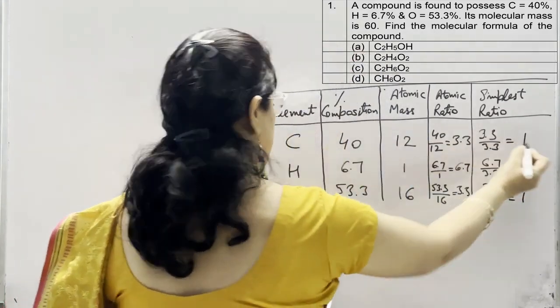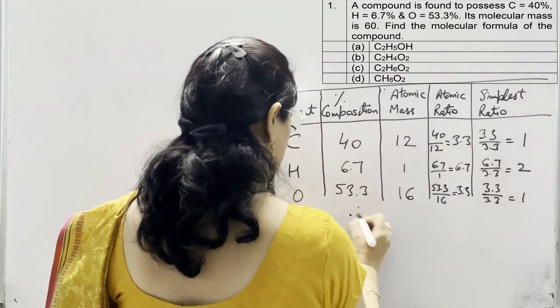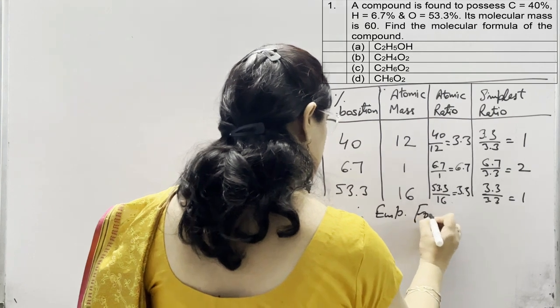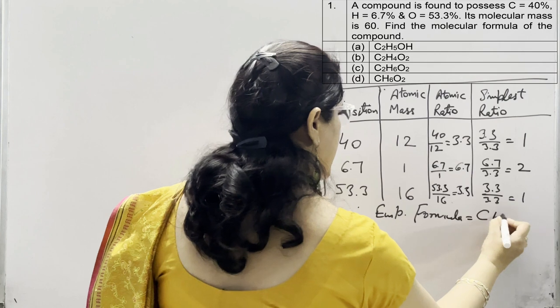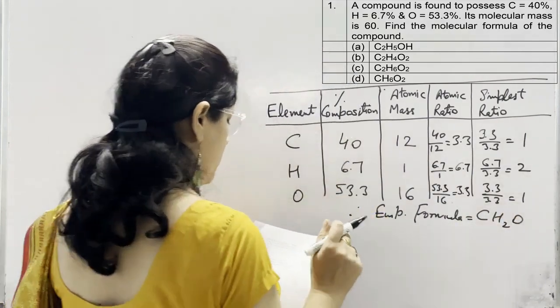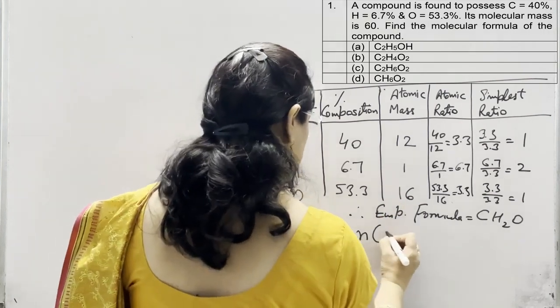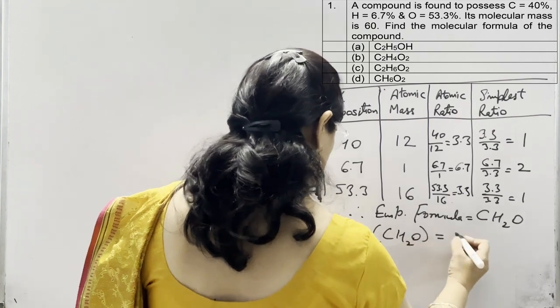So for carbon it is 1, for hydrogen it is 2, and for oxygen it is 1. So the empirical formula is CH2O. Now we need to find the molecular formula, and the molecular mass is given. So we know that n into empirical formula, CH2O, is equal to the molecular formula.